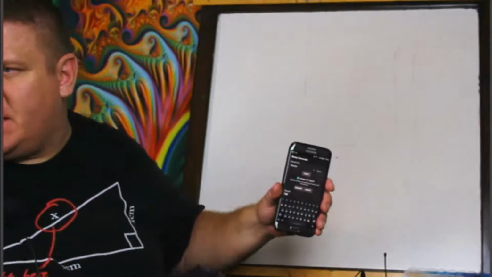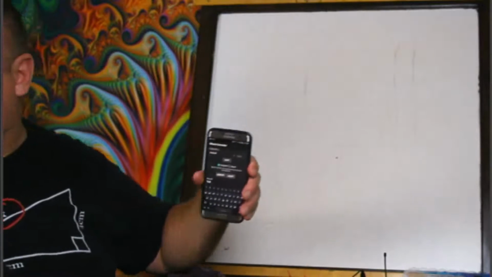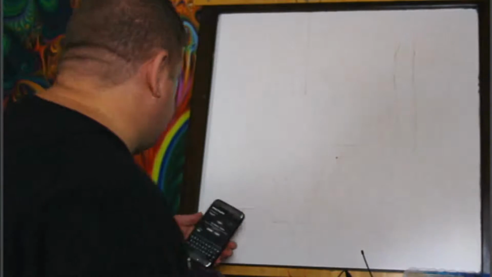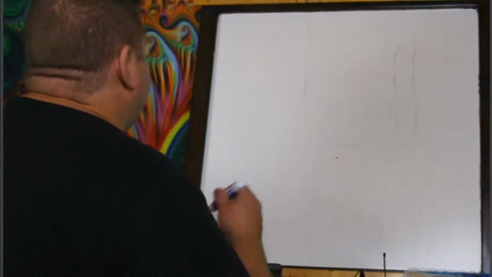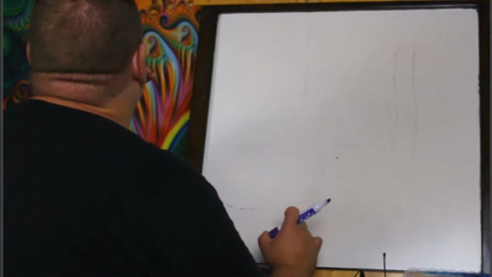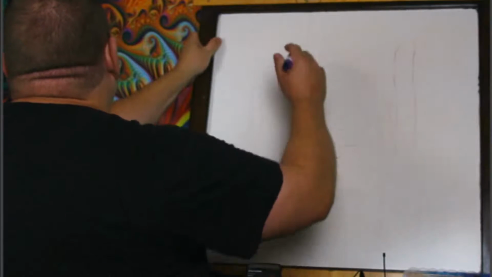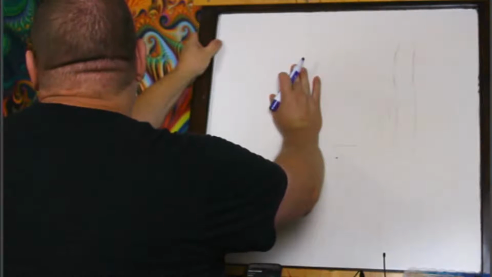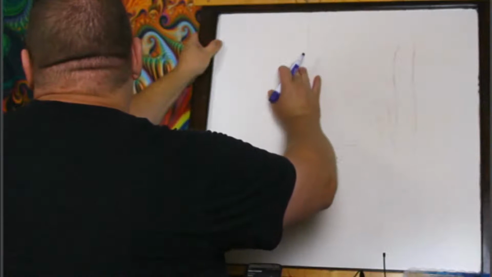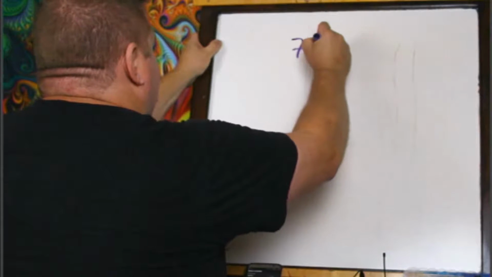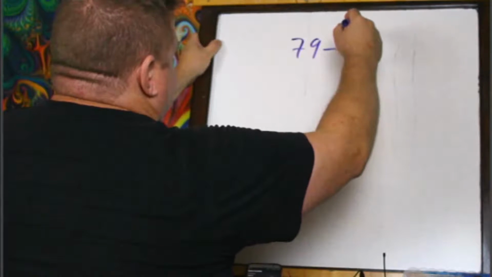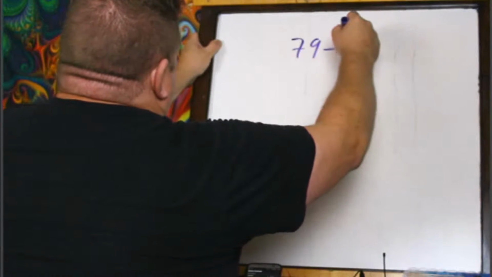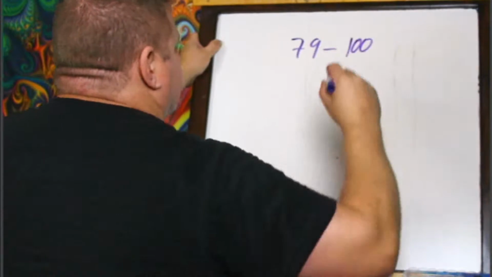we have these great inventions called calculators that will do all these things for us. And now we even have phones that will do it for us. Okay. Let's see. Let's do another one. Let's do some bigger numbers here. How about 79 minus 100? Okay.